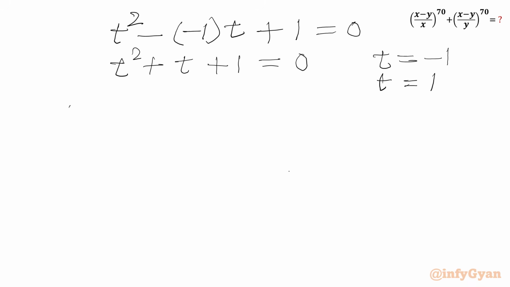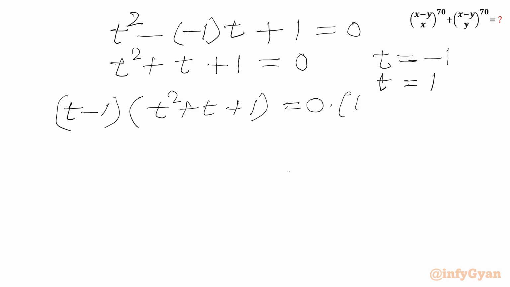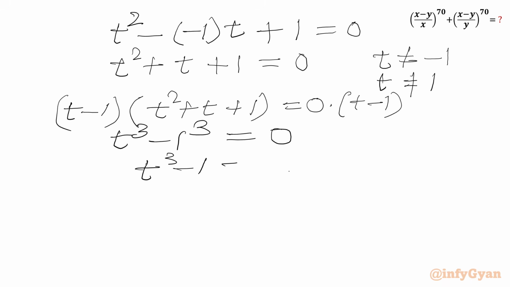No. So I will multiply both sides by t minus 1. So I can write t minus 1 times t square plus t plus 1 equal to 0 times t minus 1. Here t cannot be 1. t cannot be minus 1 also. So in LHS we can write this is t cube minus 1 cube, and in RHS we can write equal to 0. So t cube minus 1 will be 0, or we will write t cube equal to 1.